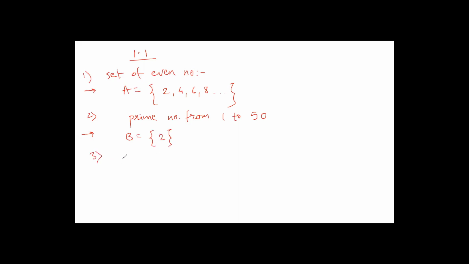If you want to write another set, that is the set of negative numbers. Let me write C here. Negative numbers we can write as -1, -2, -3 and so on. The fourth example is the 7 basic sounds of Saregama, the swaras. We can write here sa, re, ga, ma, pa, dha, ni. So these are the seven basic sounds of Saregama. This was your question 1.